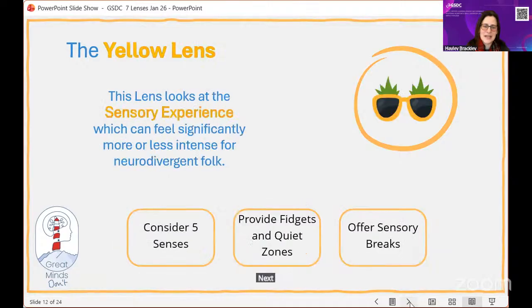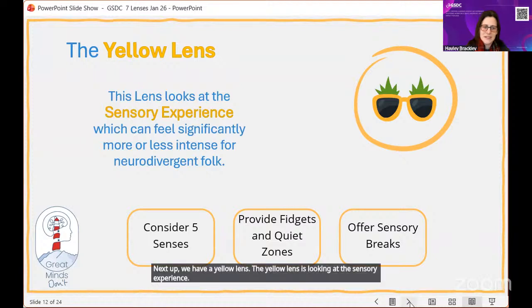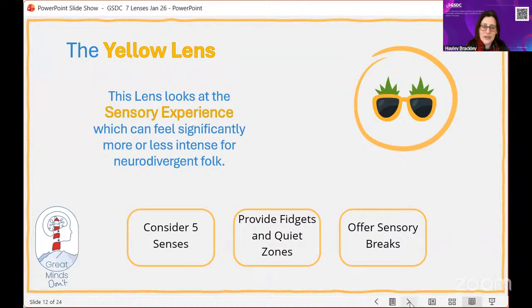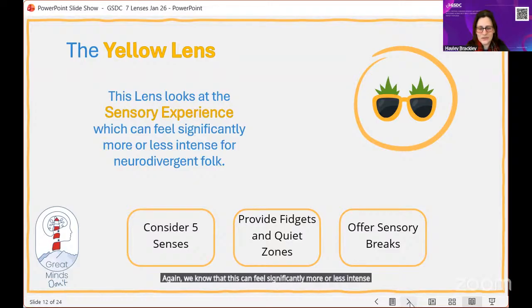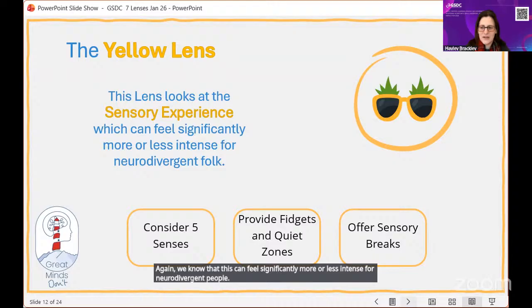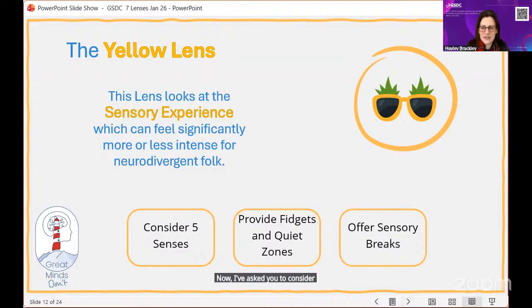Next up, we have our yellow lens. The yellow lens is looking at the sensory experience. Again, we know that this can feel significantly more or less intense for neurodivergent people. Now, I've asked you to consider your 5 senses. I'd love it if you can put into the chat for me, what are your 5 senses? See how many we can get to. What are your 5 senses?